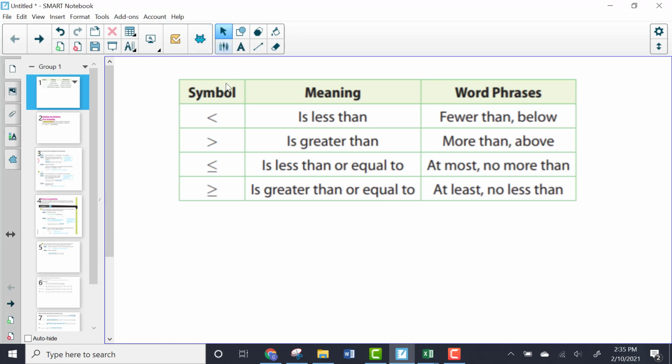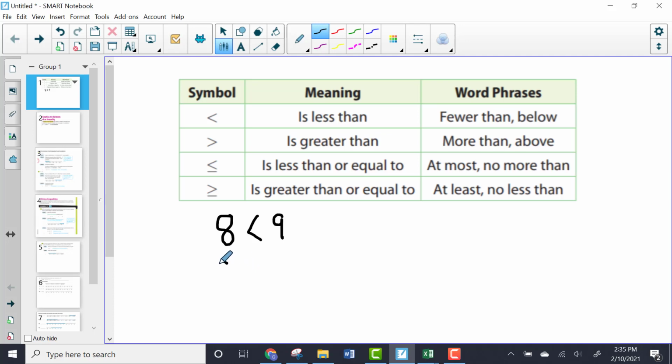Not too difficult here. So when we're thinking about 8 is less than 9, we use that symbol. Or we could say 9 is greater than 8.